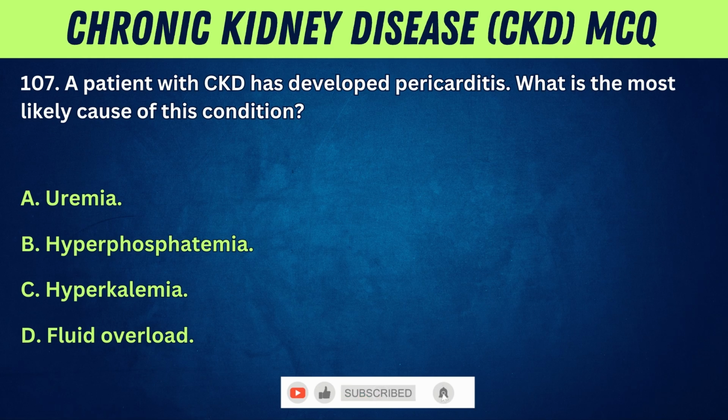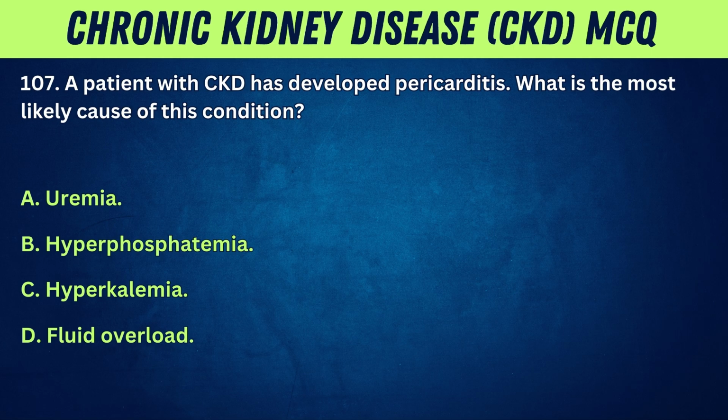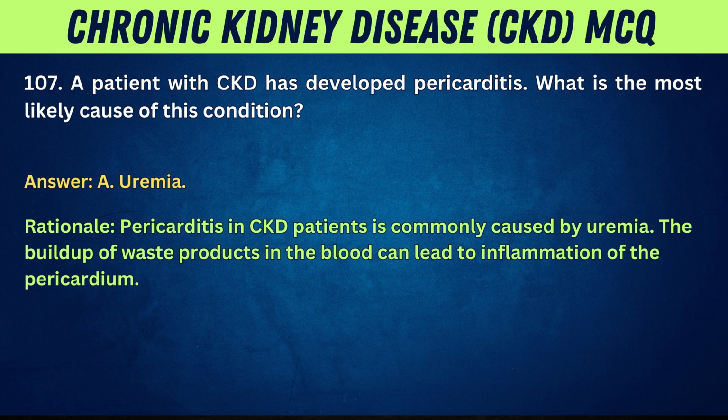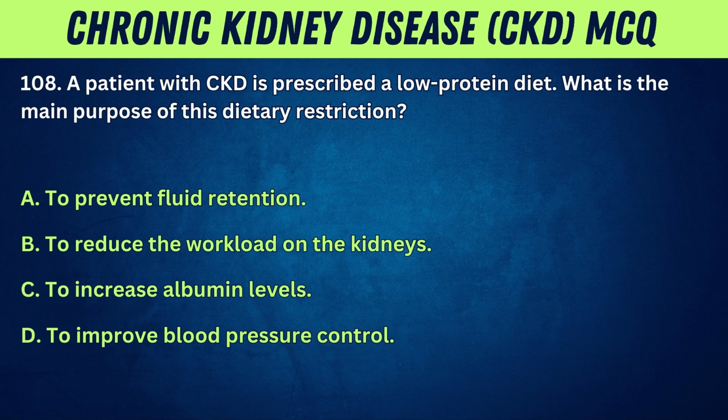107. A patient with CKD has developed pericarditis. What is the most likely cause of this condition? A. Uremia. B. Hyperphosphatemia. C. Hyperkalemia. D. Fluid overload. Answer: A. Uremia. Rationale: pericarditis in CKD patients is commonly caused by uremia. The buildup of waste products in the blood can lead to inflammation of the pericardium.